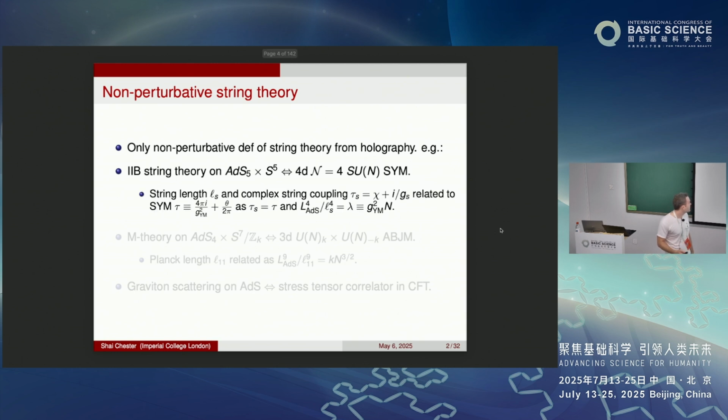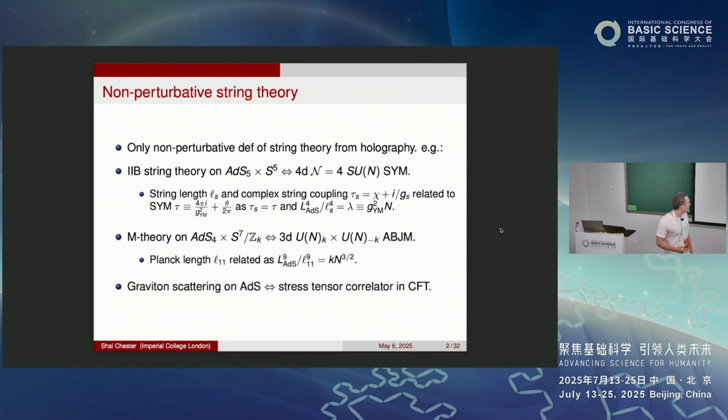In this correspondence, you relate the string parameters, which are the string length and the complexified string coupling, to the corresponding parameters in the CFT, which are the complexified gauge coupling, as well as N. Another classic example of AdS/CFT is where you have M theory in AdS4 × S7/Z_k, and this is dual to a three-dimensional CFT called ABJM, which is a Chern-Simons matter theory. In this correspondence, because it's M theory, you don't have a string coupling anymore. Instead, you only have an analog of the string length, which is actually the 11-dimensional Planck length, and that's also related to N, according to this dictionary you see here.